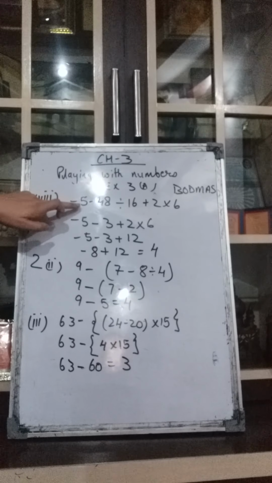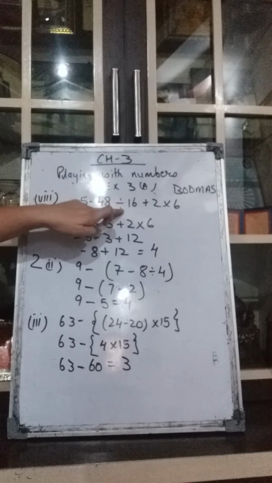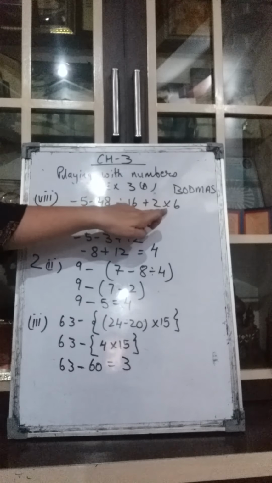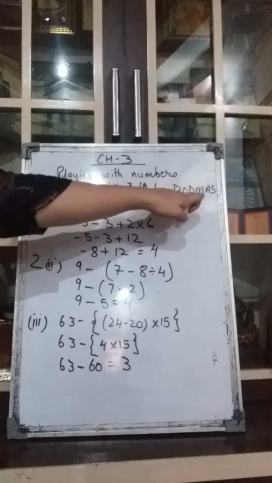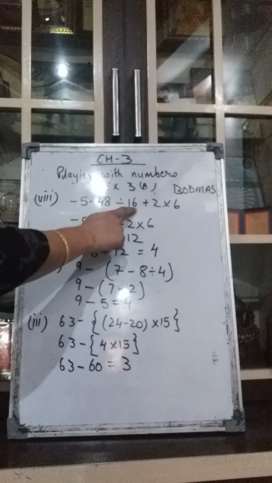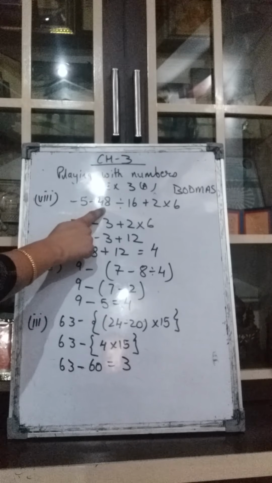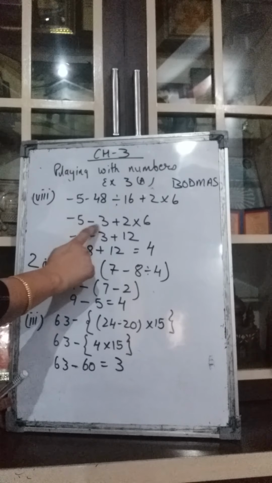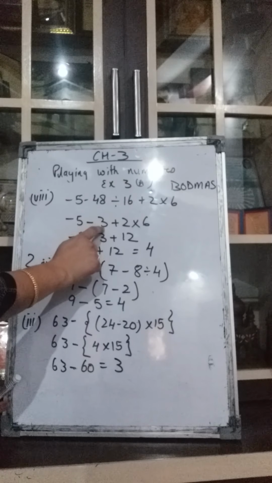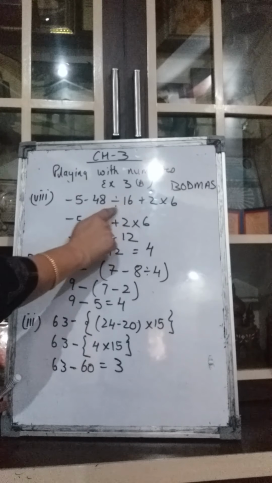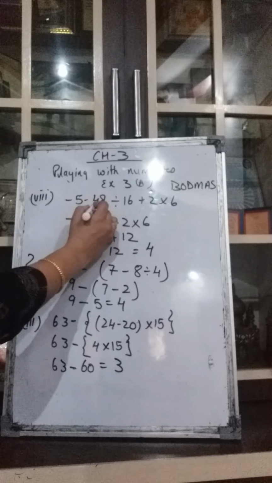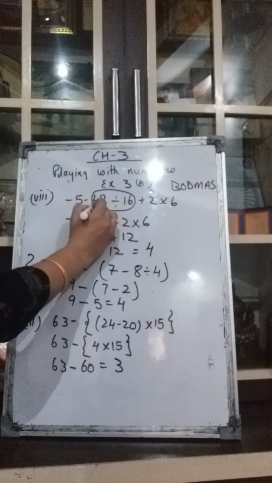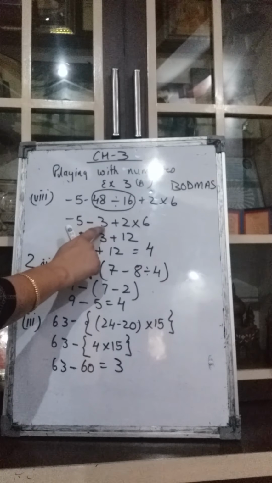The 8th part says minus 5 minus 48 divided by 16 plus 2 into 6. So according to BODMAS, the division will be performed first. Okay. So here what will happen now? It will be minus 5 minus 3. How come this 3 has come? 48 divided by 16 gives you 3. This portion has to be solved first. Okay, this gives you 3.